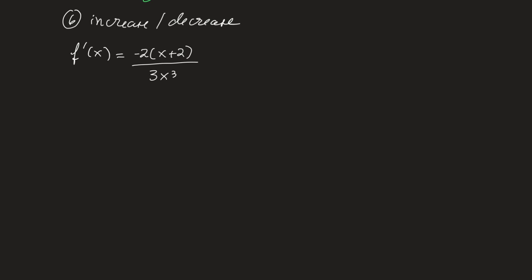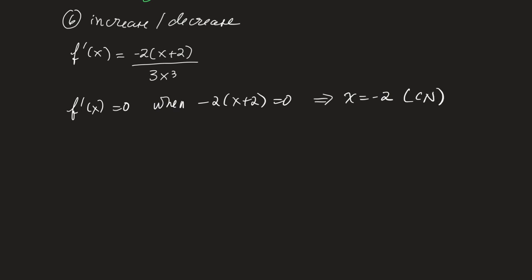Next, I'm going to consider intervals of increase, decrease. So this is my derivative. And f prime x will be 0 when the numerator is 0, so when minus 2 times x plus 2 is 0. So that happens when x is minus 2. So that is certainly a critical number. Technically speaking, a critical number could occur when the derivative is undefined, but that point would have to be in the domain, and x equals 0 is certainly not in the domain, so that is not a critical number. So I have one critical number, that's x equals minus 2.